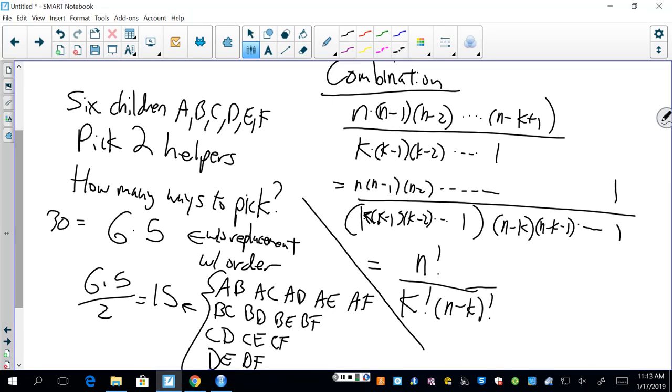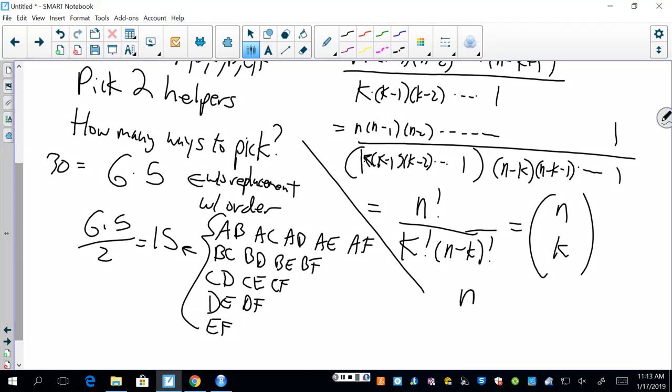And this combination thing is given another special symbol, n k, with the brackets around it. Sometimes it's called n choose k, the number of ways of choosing k objects out of n, where you pick without replacement, no duplicates, right? And you don't care about order, you just care what set you have there.